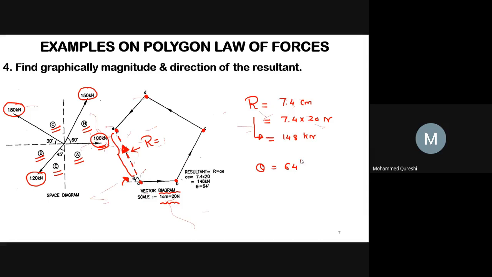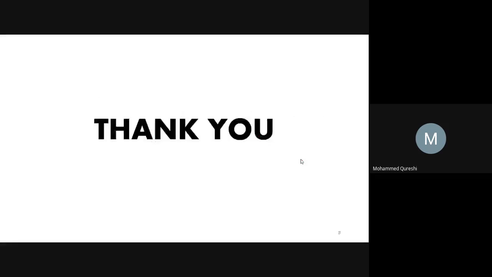Simple calculation. In all these sums, you have to just draw the space diagram by giving the Bow's notation, and then you have to select a suitable point, and you have to plot all the forces in order to achieve your closing line, and your closing side or closing line will give you your resultant by using your scale, and then you will get the value of theta by using your protractor.